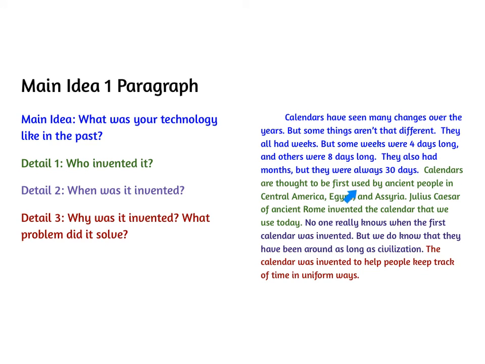Calendars are thought to be first used by ancient people in Central America, Egypt, and Assyria. Julius Caesar of ancient Rome invented the calendar that we use today. No one really knows when the first calendar was invented, but we do know that they have been around as long as civilization. The calendar was invented to help people keep track of time in uniform ways. So this is a great example of what your paragraph should look like today. Good luck.